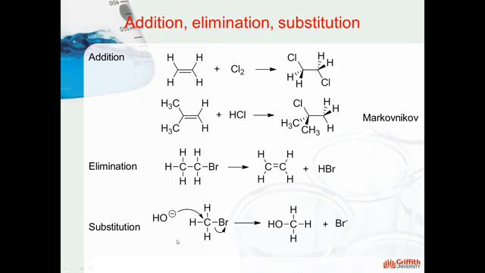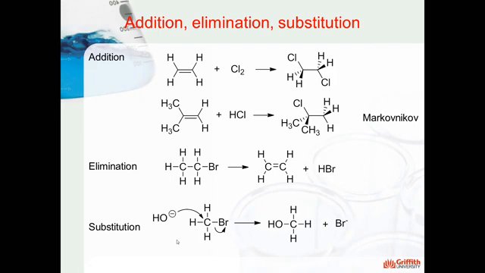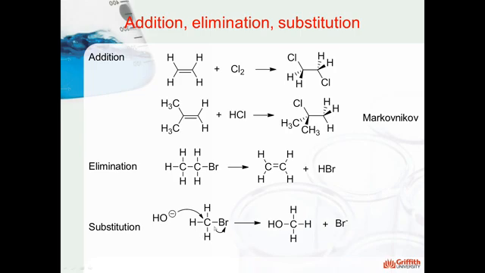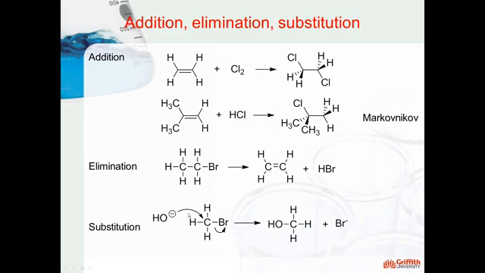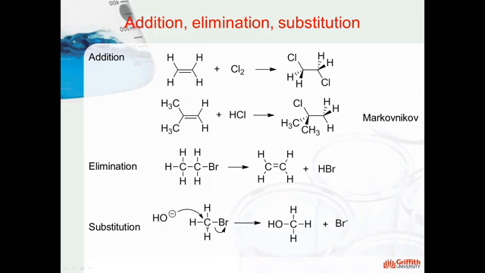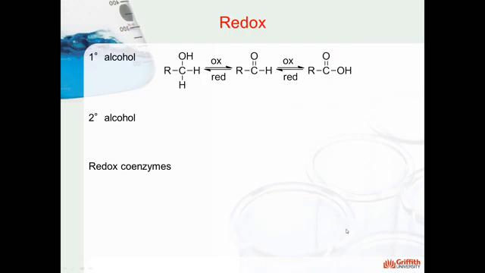Substitution reactions are where one group is substituted for another. So here we have bromomethane, and it is attacked by this hydroxide ion. The negative charge of the OH group is attracted to the delta positive charge of the carbon, so it attacks there, and then the bromide ion leaves, and so we've got substitution. The hydroxyl group is now attached to the carbon. The bromide ions are the other product.